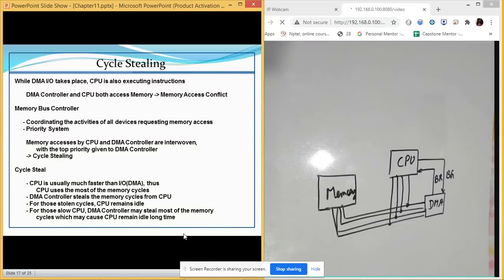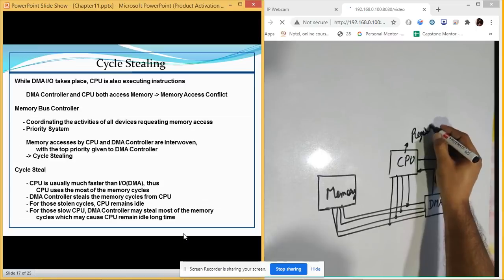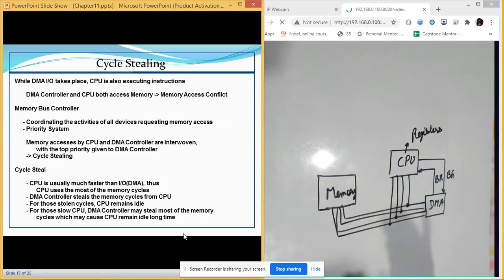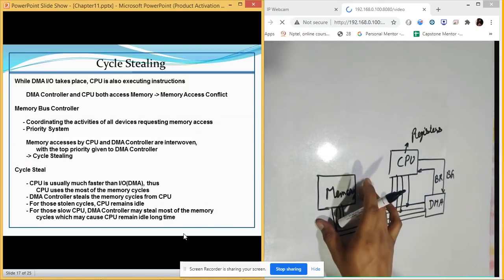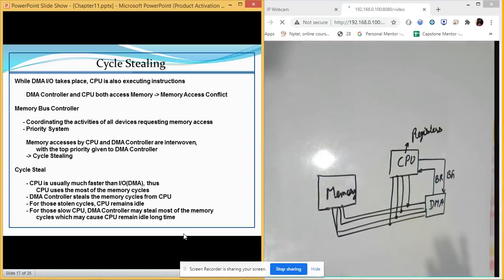So now let us talk about it. While DMA input output takes place, CPU is executing instructions. So it is very clear CPU is having its own registers on it. If we talk about this memory, it is RAM. So even if the CPU does get disconnected from this memory, still it can execute the instructions which are already loaded in its registers. So CPU can execute that data if it wants.